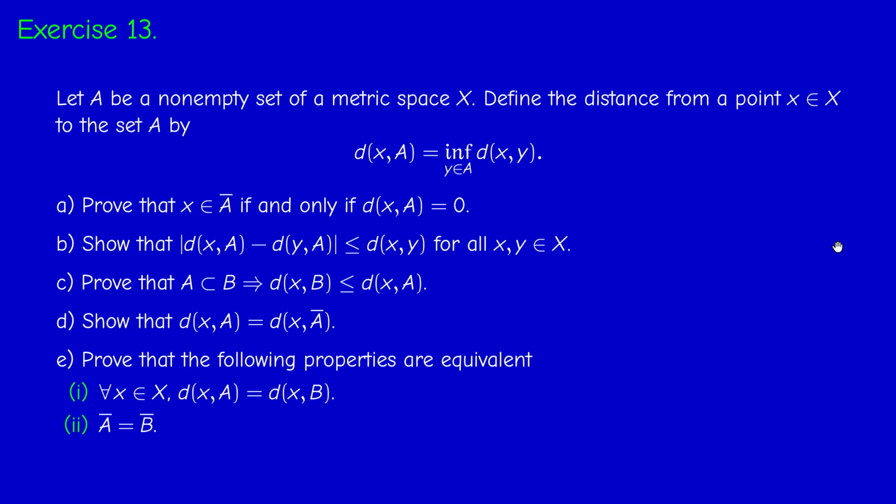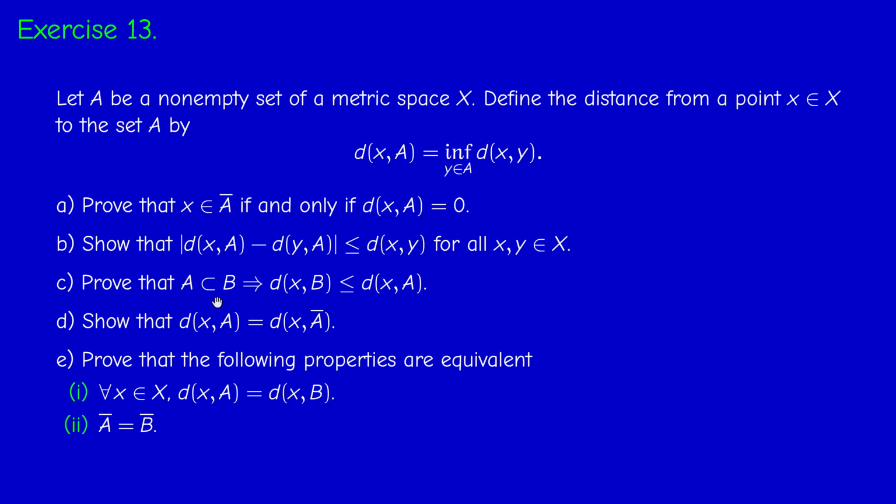So we have the first question. We have to prove that. Observe that if X is in A, then d(x,A) is 0 already, because just take y equal x. And you can also prove that if x is in A bar, then the distance is 0. But we have to prove here the equivalence between x in A bar and the distance between x and A being 0.